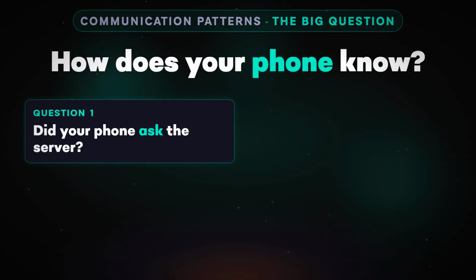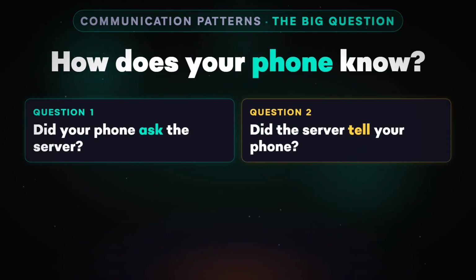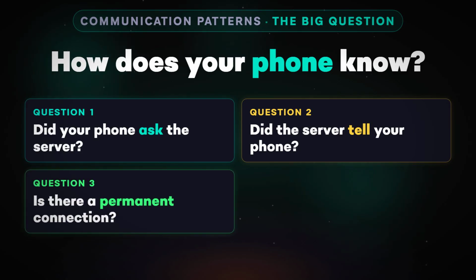Now, here is the interesting question. How does your phone know a new message arrived? Did your phone ask the server? Did the server tell your phone? Is there some permanent connection, or is something else happening behind the scenes?